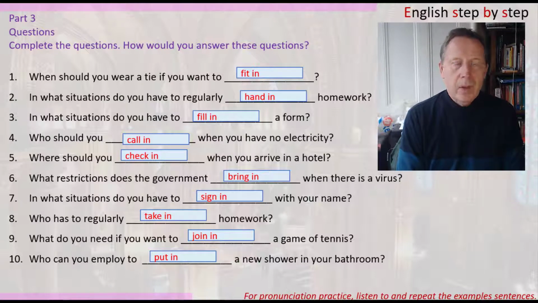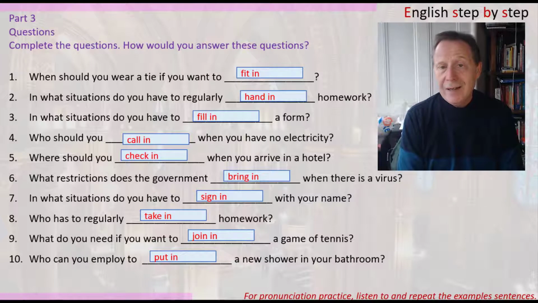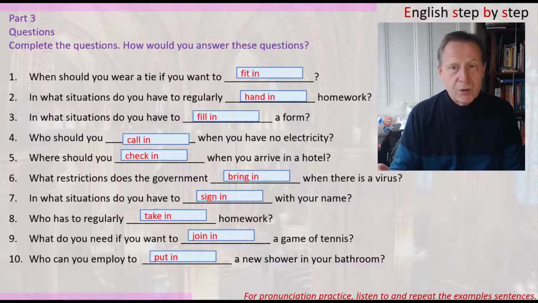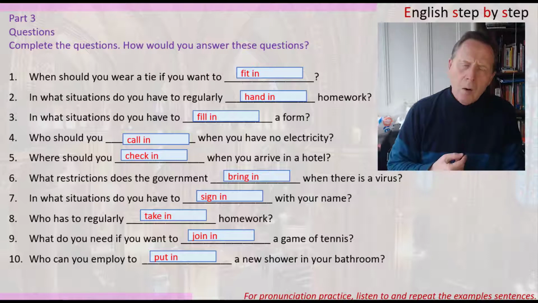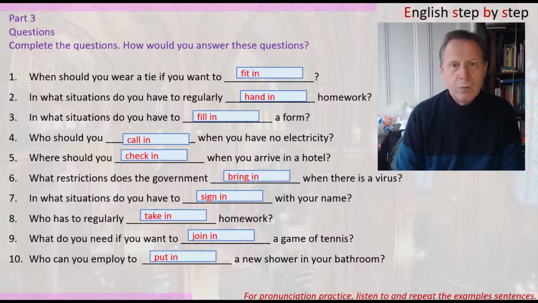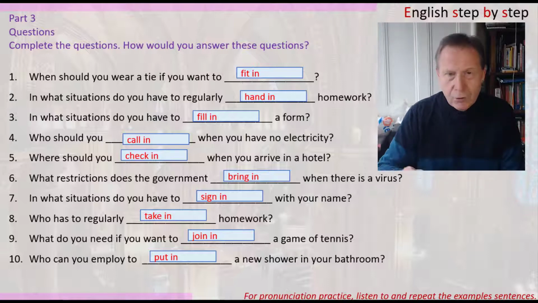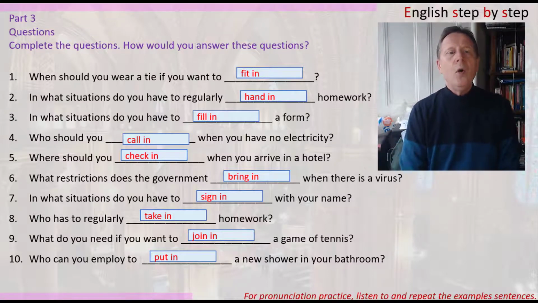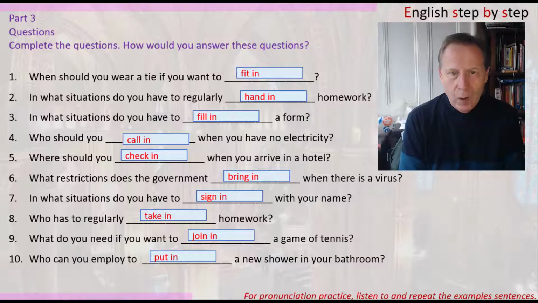Number 7, in what situations do you have to sign in with your name? Well, this is where you have to write your name in a registered book or something like that. That could be at a hotel when you check in, or it could be at a club or a gym, somewhere like that, where you have to register and write your name. Number 8, who has to regularly take in homework? Well, teachers.